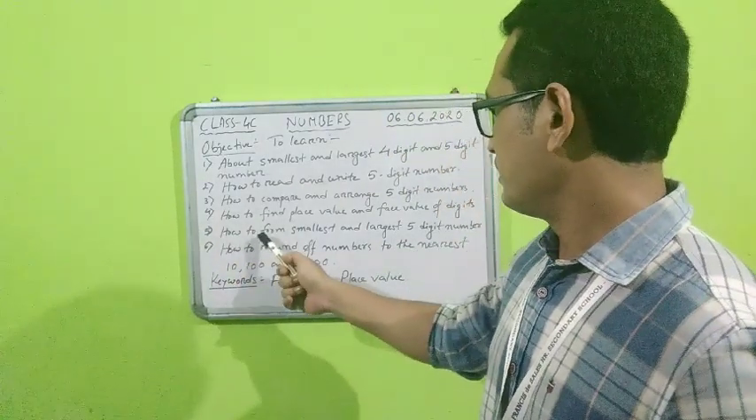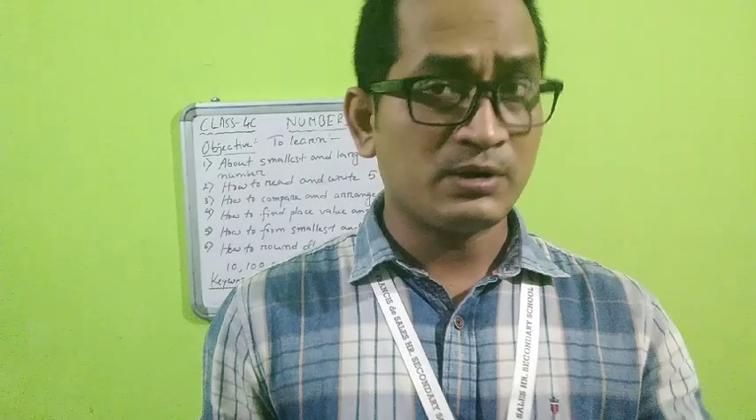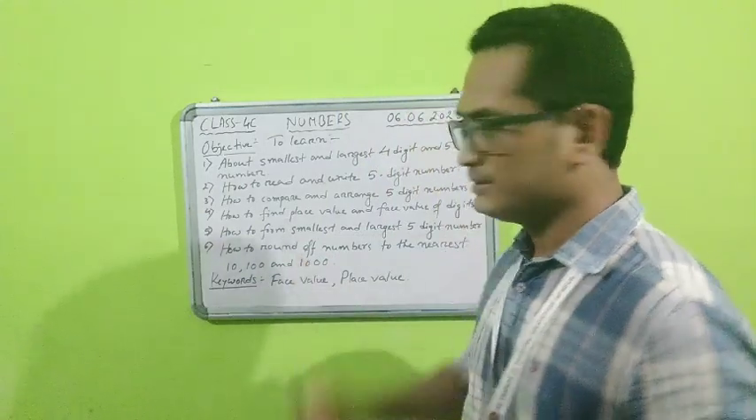Number 5, how to form the smallest and largest 5-digit number. Suppose I give you any 5 digits, not a number, digits, 5 different digits, how to make the greatest number out of those 5 digits and how to make the smallest number out of those 5 digits. That we are going to learn in this chapter also.